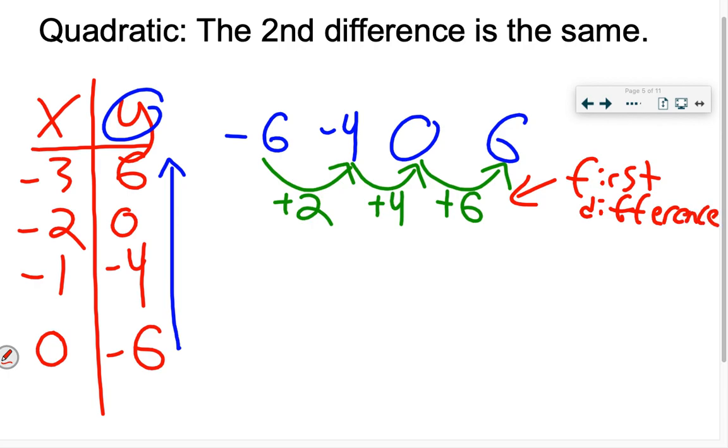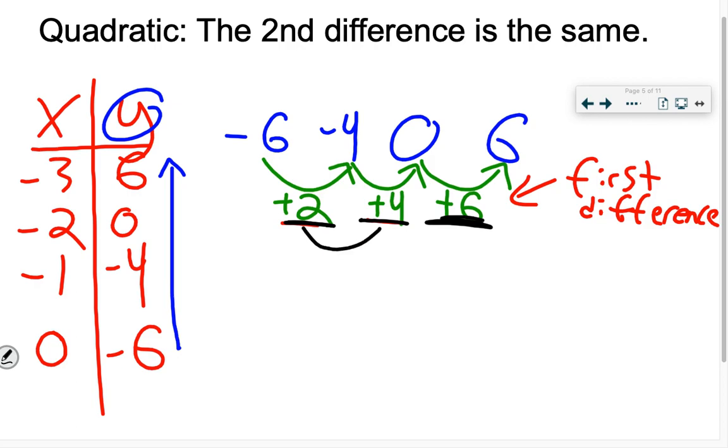So if I didn't tell you this was a quadratic, if I just gave you this table of values, right off the bat, we should know that this is not linear because these are different, right? 2 and 4 and 6 are different. However, now we have to do that same thing again with what we call our second difference. Okay? And so we're going to use our differences and see the difference between our differences, or the second difference.